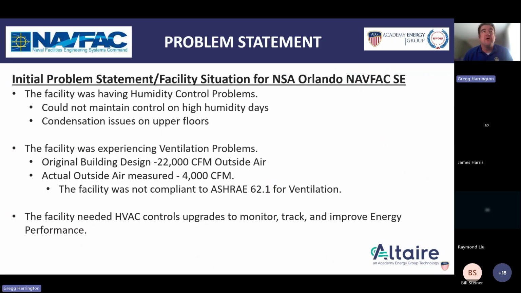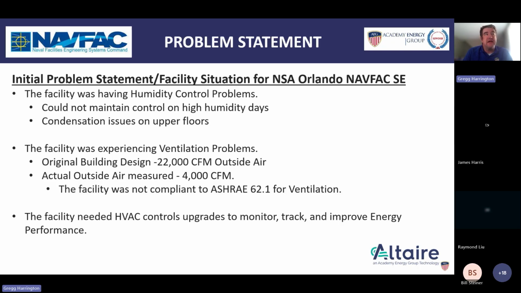So, talking about what's going on in Orlando. The facility was having humidity control problems where, especially on high humidity days, they lost control in the building. It got so bad in certain cases that there were condensation issues, quote unquote, rain coming from the diffusers on the upper floors. When they were investigating this further, they took a look at the amount of outside air that they were actually dealing with.